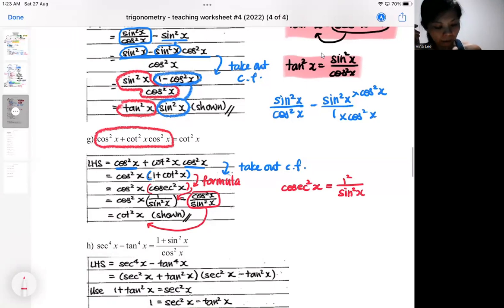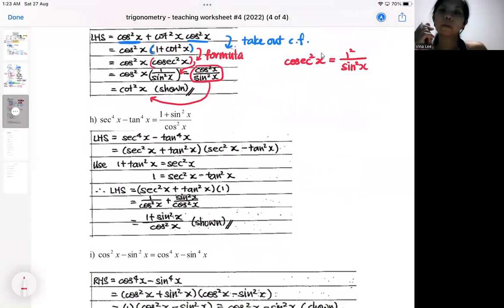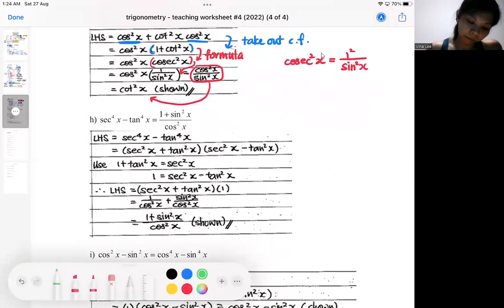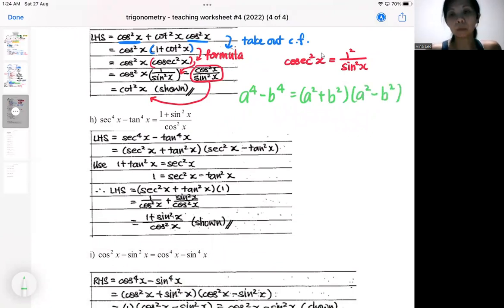In these last two examples, you will have something like a power 4. For power 4, you will need this factorization. It's a bit like your a squared minus b squared. For example, in H, which side do you start with? You will start with the higher power. It's easier to reduce from higher power to lower, but it's not so easy if you want to upgrade the power. So we'll start from the bigger power.